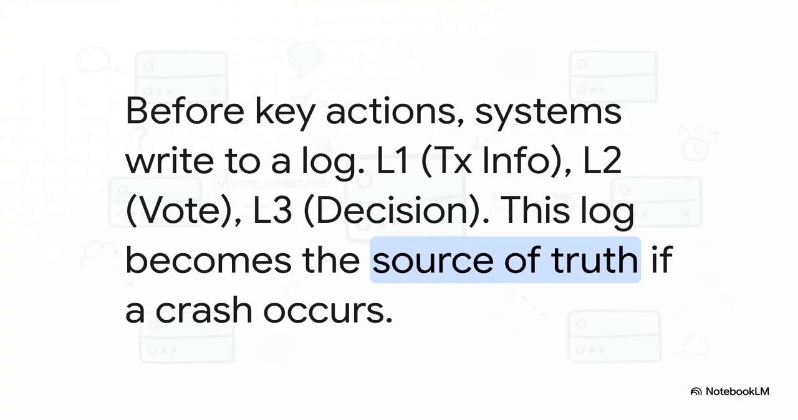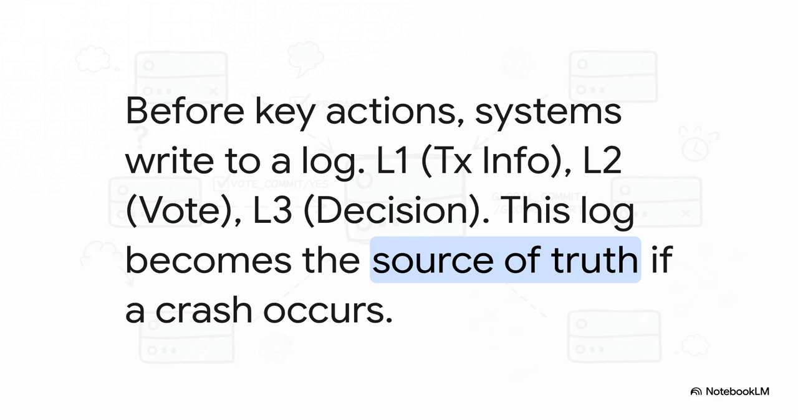So here's how it works. Before any system takes a critical action, it writes down what it's about to do in a permanent, durable log. Think of it like writing something down in permanent ink that's going to survive even if the power goes out. So for instance, a participant will write down its yes vote before it actually sends it to the coordinator. Then the coordinator writes down its final commit decision before it broadcasts it. And this whole idea, this write-ahead logging, is what saves the day.